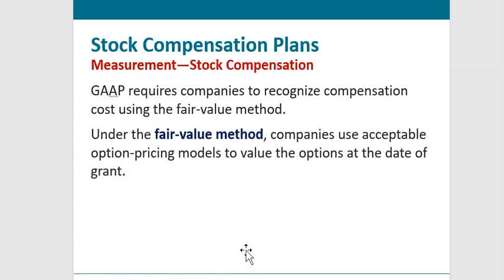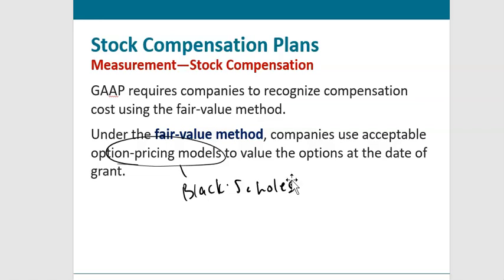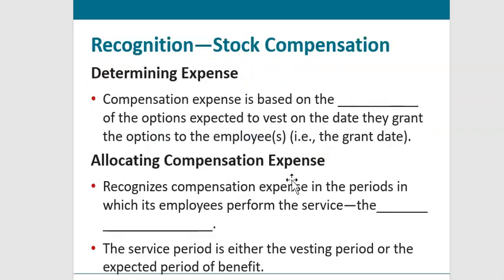GAAP requires companies to recognize stock option compensation using what's called the fair value method. Under the fair value method, companies use some option pricing model. The most common is called Black-Scholes, and we don't need to know that. So this is typically the Black-Scholes model used to determine what the fair value is of those options. We'll be given that amount in our examples, but what we need to know is that once we're given that fair value, we're going to allocate that fair value across the service period and record compensation expense over the service period. Let's look at that in a little more detail.